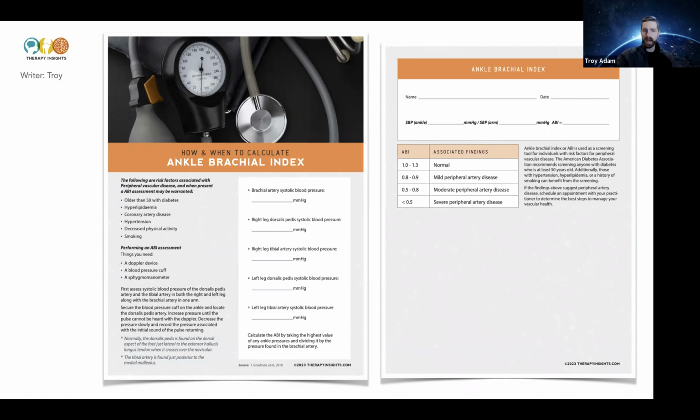So you're going to have your patient come in if you're concerned about this or trying to screen for PVD. You're going to have them come in and take their blood pressure in both arms. They should be the same.